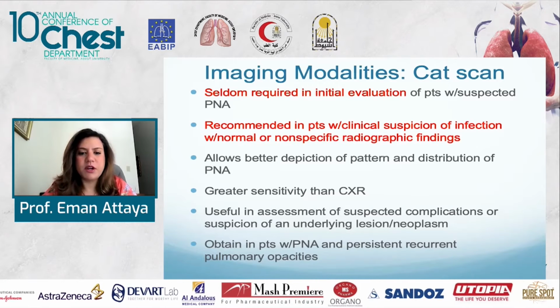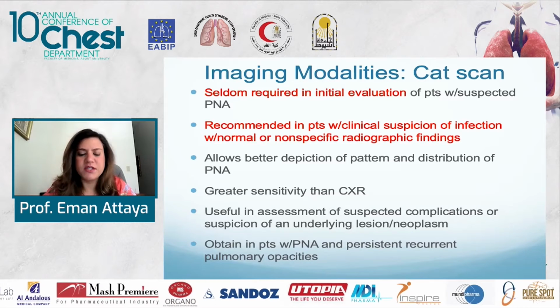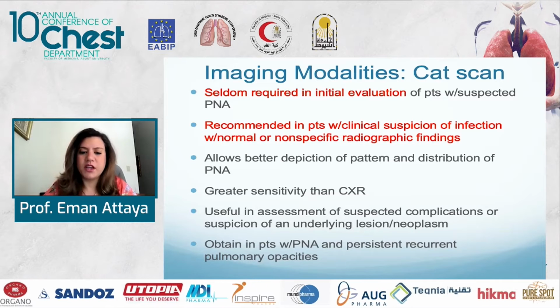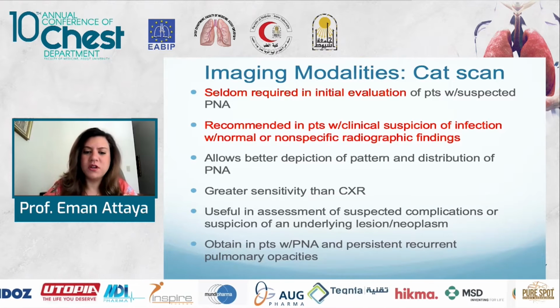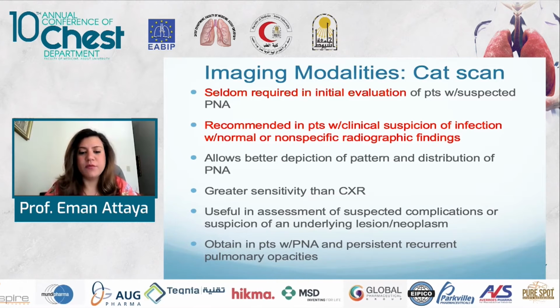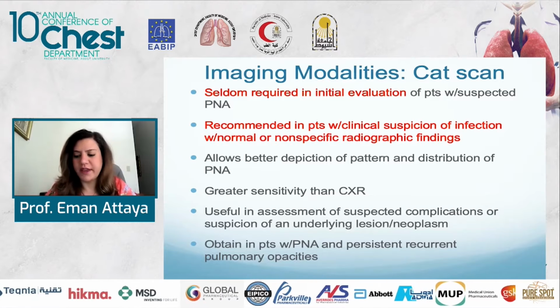And of course, it allows a better depiction of the pattern and distribution of pneumonia. Of course, it has a greater sensitivity than chest x-ray, and it's useful in the assessment of suspected complications or a suspicion of an underlying neoplasm. And you want to get a CT if your patient has recurrent persistent pulmonary opacities that are not resolving after treatment.